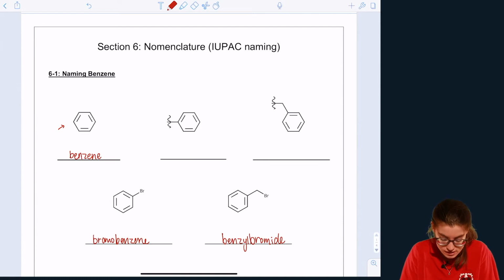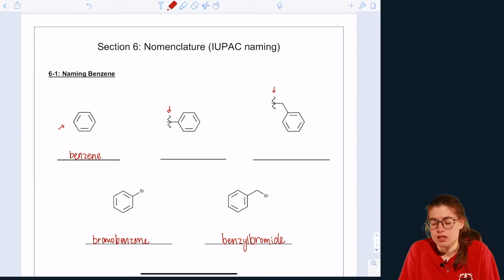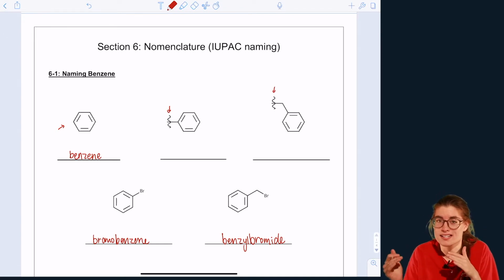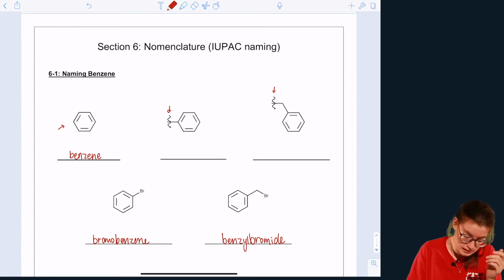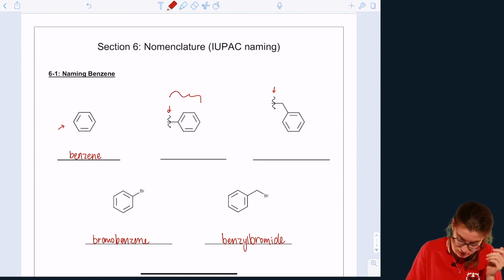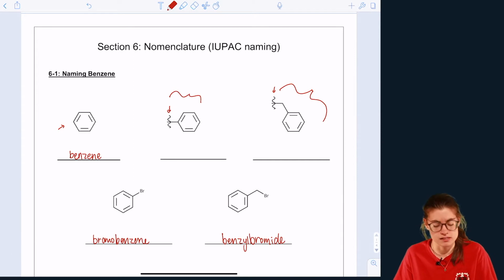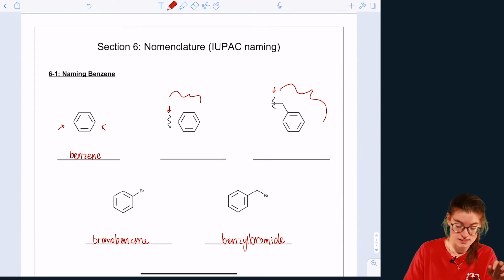Now, what's interesting is, remember what these squiggly lines mean? You guys remember? The squiggly line means, hey, this bond is attached to the parent chain. So basically, this is a substituent, and this is a substituent. That's what that squiggly line means. It means, hey, I'm a substituent. So we know that this is benzene right over here.